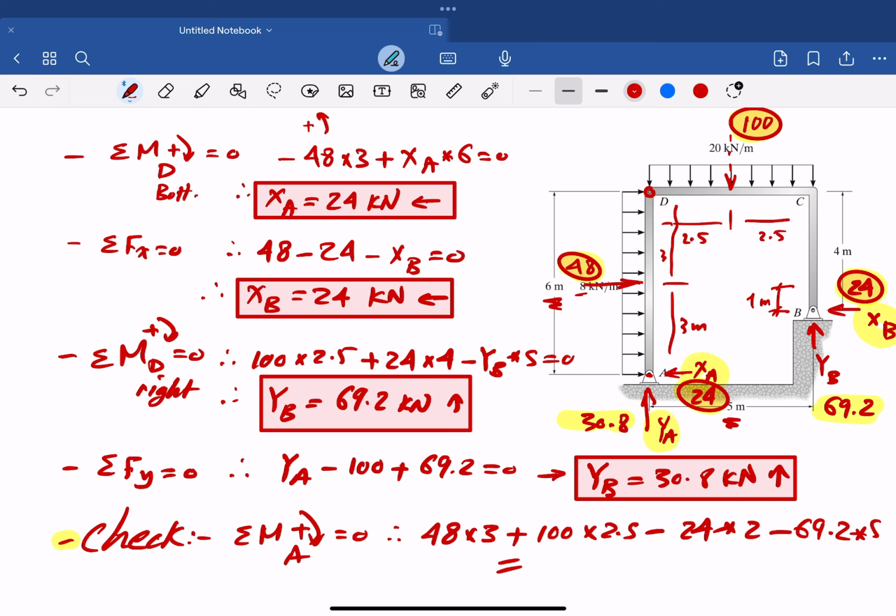Let's check. If it is 0, it means we are correct. If it is not 0, it means there is something wrong, and we have to find it. So 48 times 3 plus 100 times 2.5 minus 24 times 2 minus 69.2 times 5, and the result is, as we expected, equal to 0. It means our solution is correct.